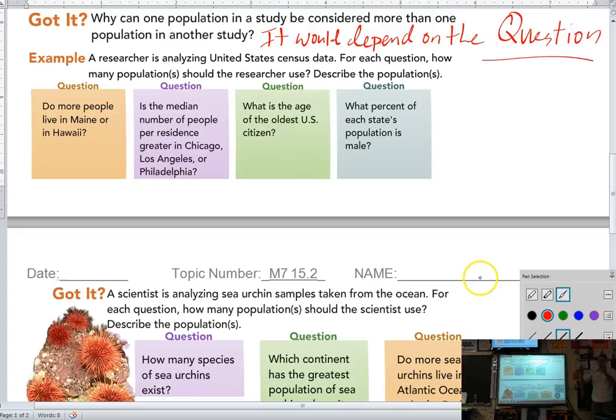So the question is what determines whether I keep my population together or separate it. And that is all the time we have for today. We will pick up right here tomorrow.